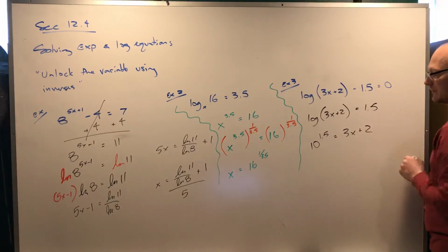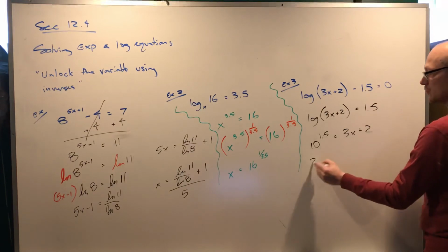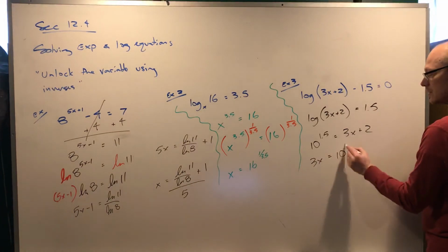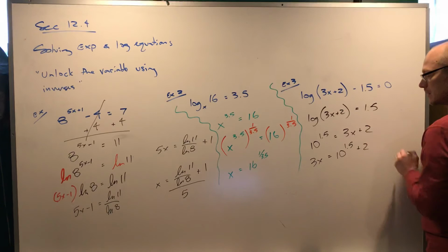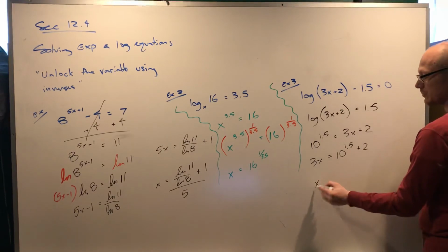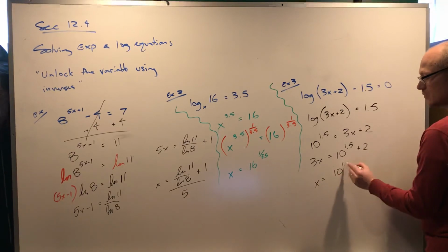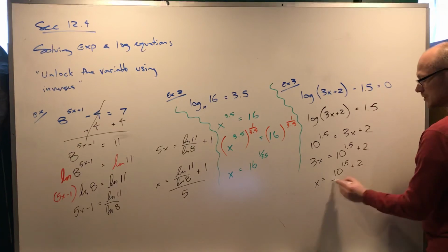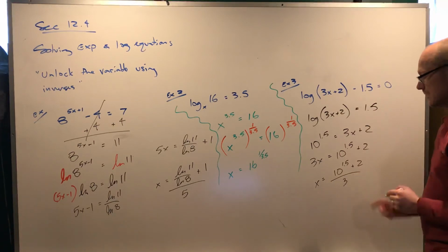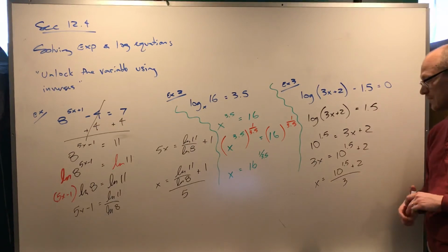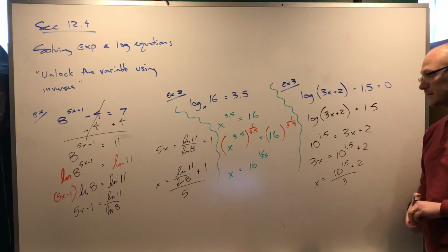Now I can get my variable by itself. I'm going to add 2 to both sides. I'm going to divide by 3. 10 to the 1.5 plus 2, divided by 3. This is my calculator ready answer, and we are good to go.